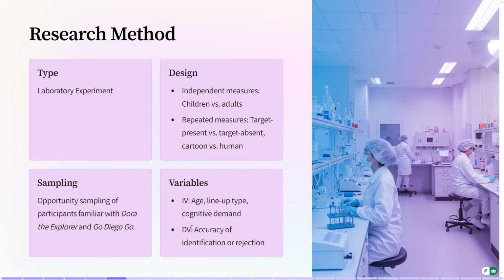Now DV is accuracy of identification or rejection. How accurate will you identify the target in the target present, and how accurate will you reject it when the target is not present in the target absent? Do you understand? How accurately will you be able to say, oh, in this lineup the target is not present?